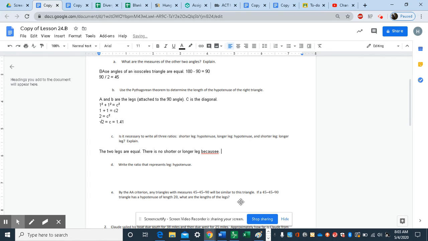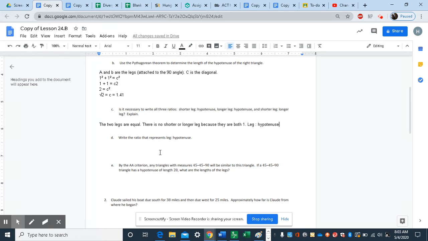Okay, that means that the only ratio that you need is going to be leg to hypotenuse, because the legs are the same and the hypotenuse is the different side length. So moving on to part D, we're going to write the ratio.